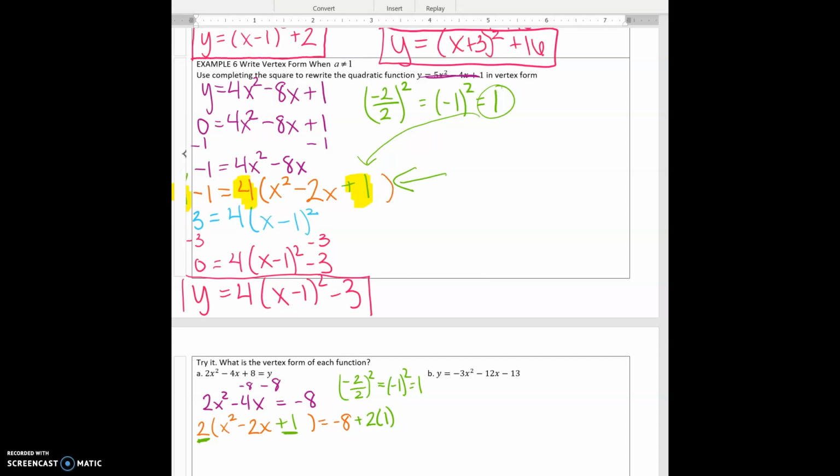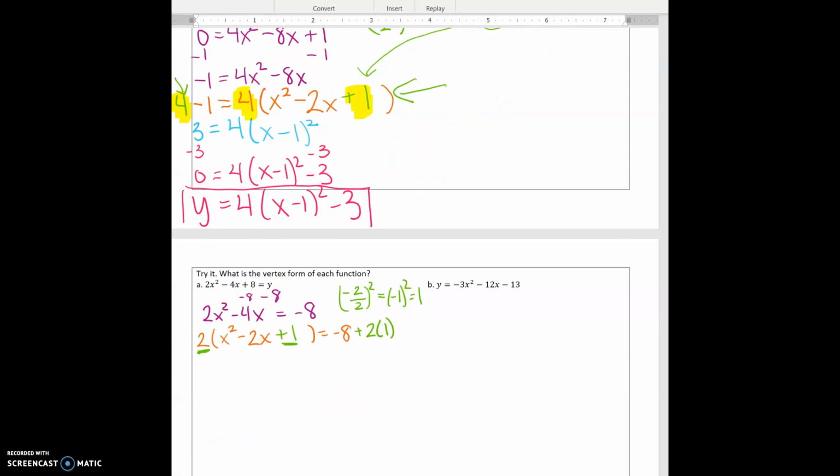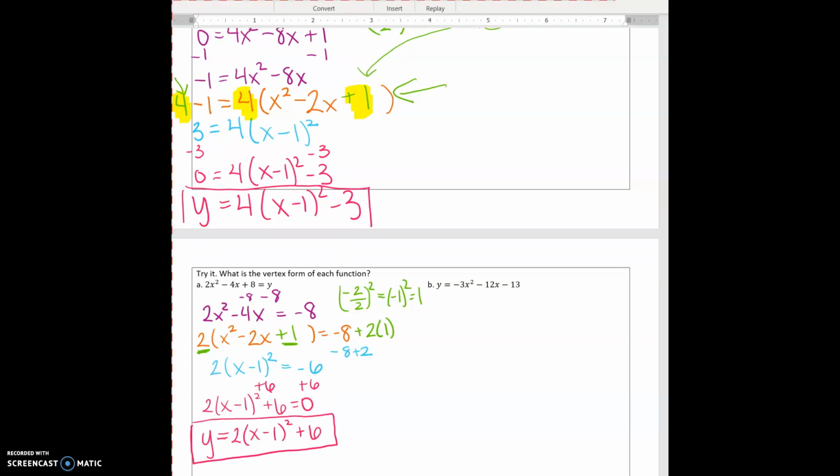Okay. So then go ahead and pause the video, back up if you need to redo it or finish it, and then check back in when you're ready. So finishing up that one, we get 2 times x minus 1 squared on the factoring side, and then on this side we did -8 plus 2, which is -6. Add 6 to both sides, and then rewrite.